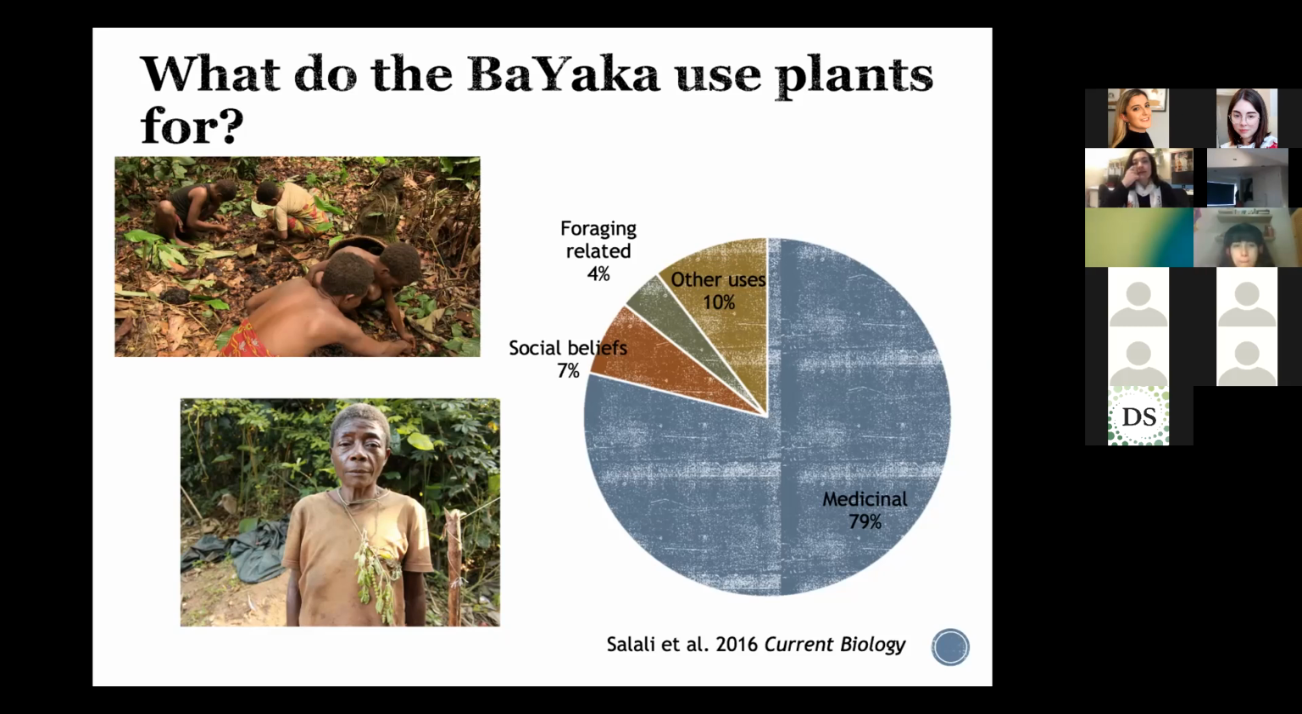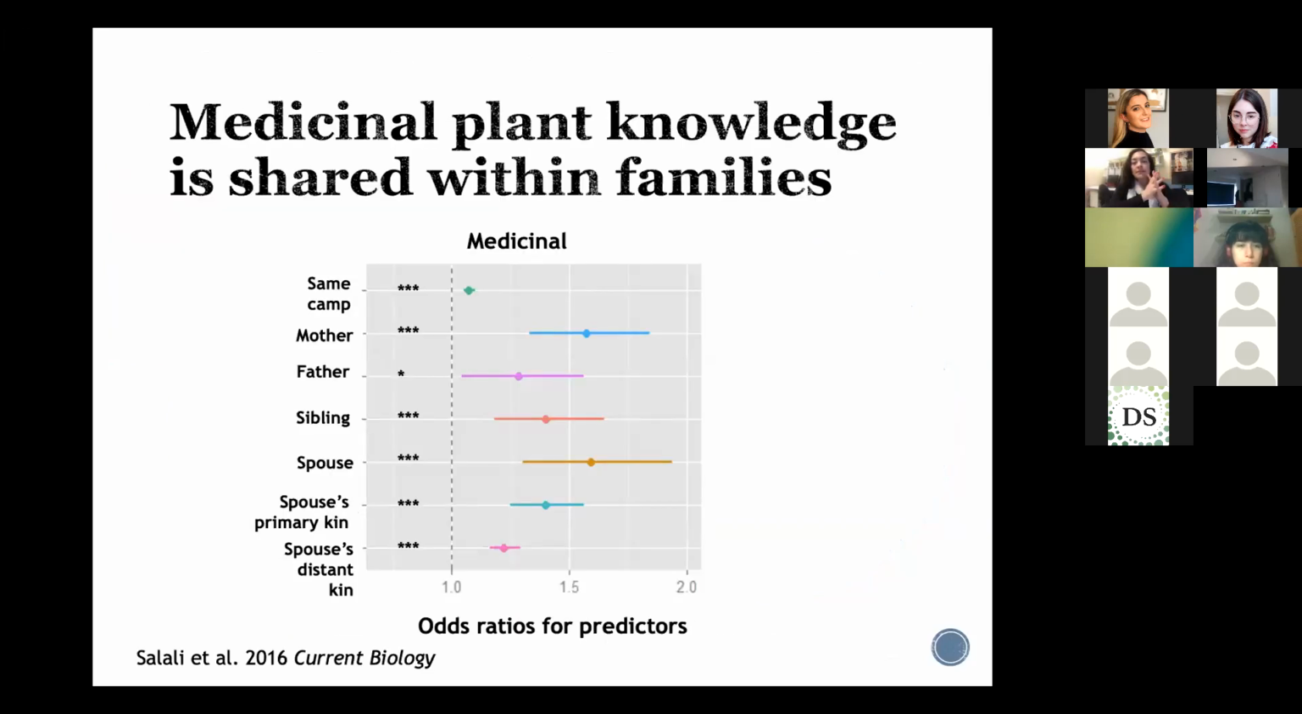But in this talk, I'm just going to talk about how medicinal plant knowledge is shared among different people. So to understand the sharing patterns, what I did is I looked at the similarity of plant uses between two individuals. So if you and I use the same plant for the same purpose, then I coded that as we shared that knowledge. Whereas if we use the same plant for different purposes, then I coded that we didn't share that knowledge.